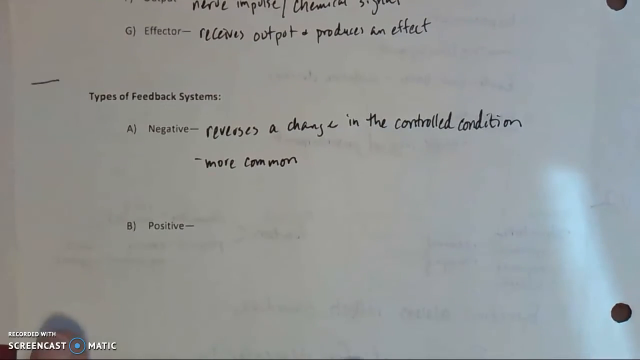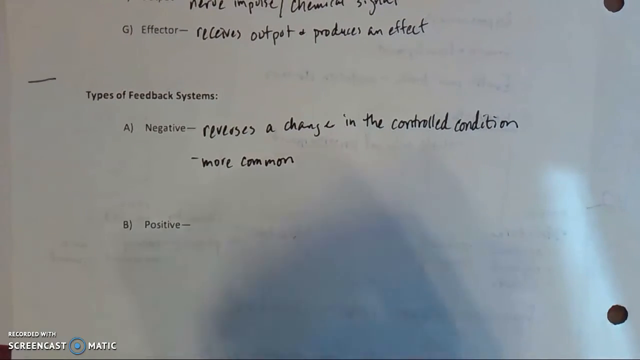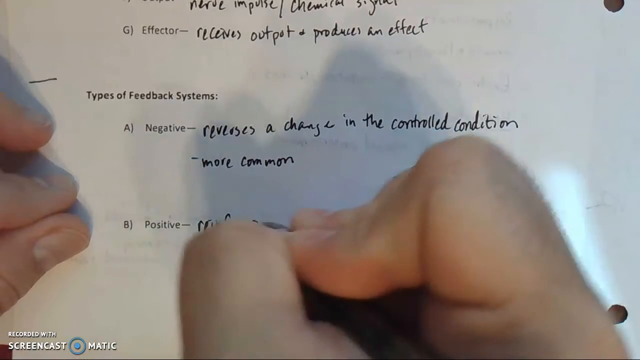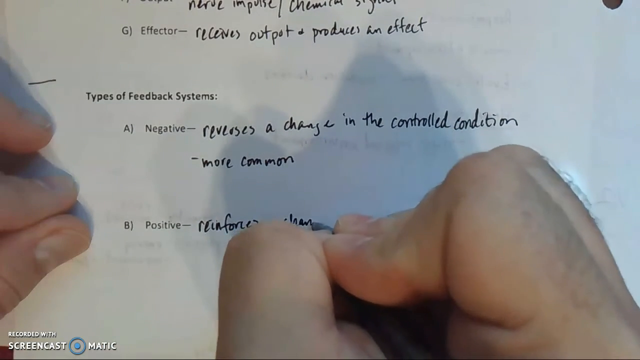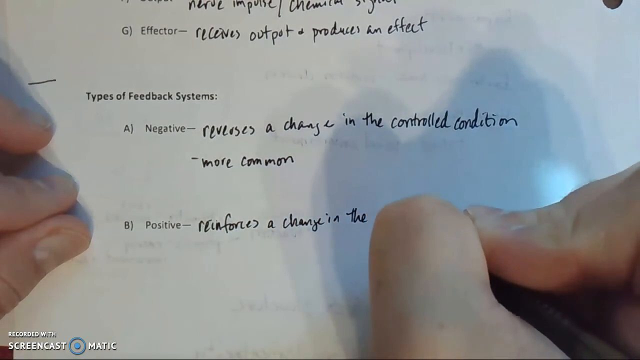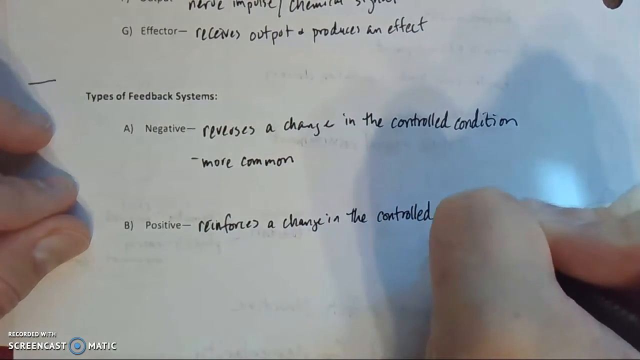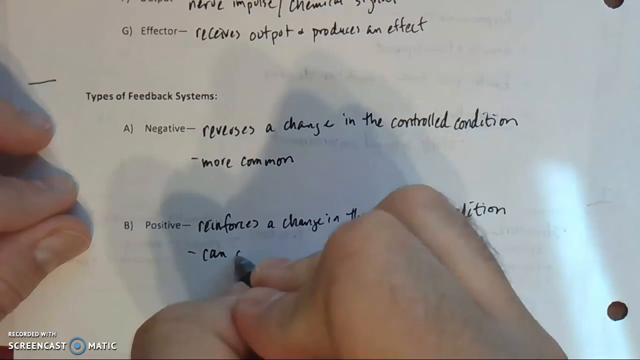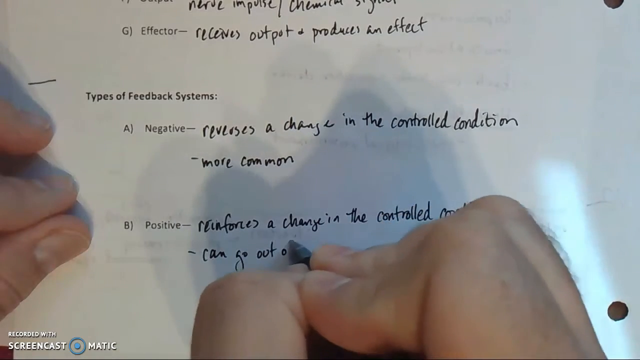There are some problems with this one. So if we go back to our notes and look at positive, this reinforces a change in the control condition. Not very common, because this can go out of control.